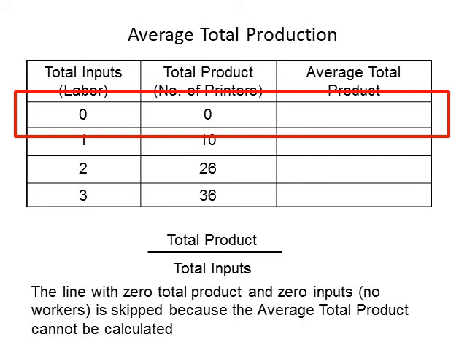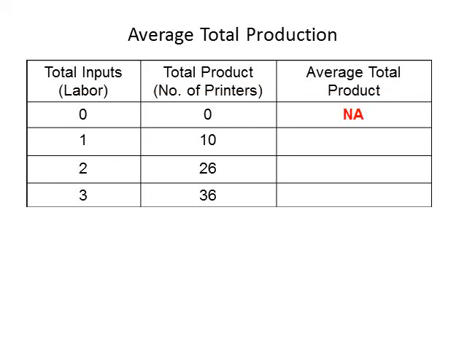Let's start with the first row. The total amount of input in the production is 0. Since the total input is the denominator, or the bottom number, of the formula for calculating the average production, and unfortunately dividing by 0 is mathematically impossible, either a dash or NA needs to be put in the box under the first row of the average total product column.